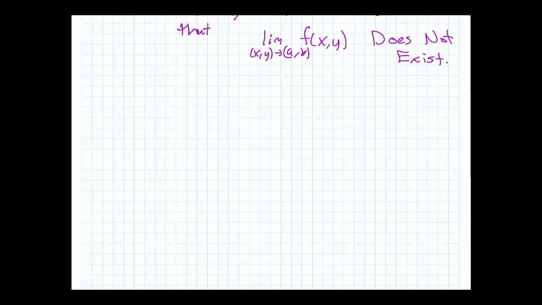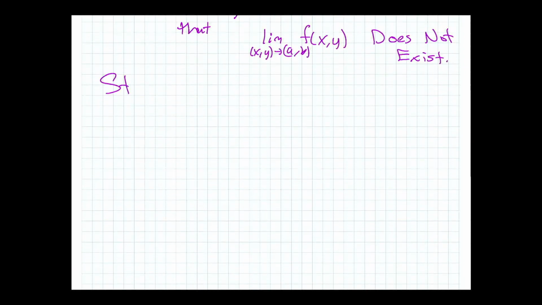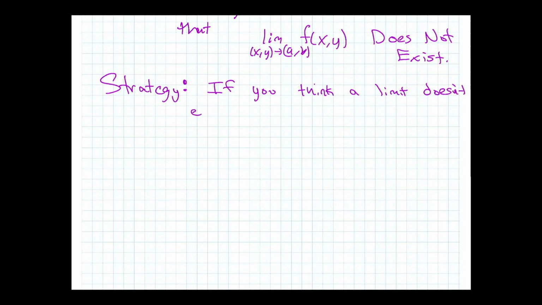So our strategy is this. If you think a limit does not exist, try to find two paths on which you get different limits. Now, we haven't done that yet, so I understand that you don't know how to do that.